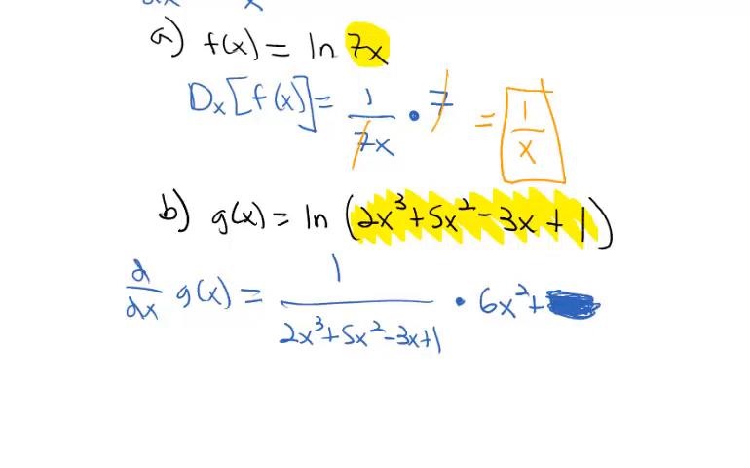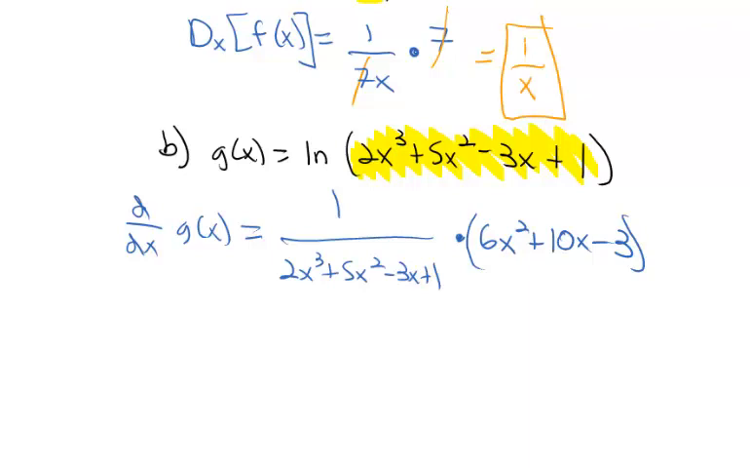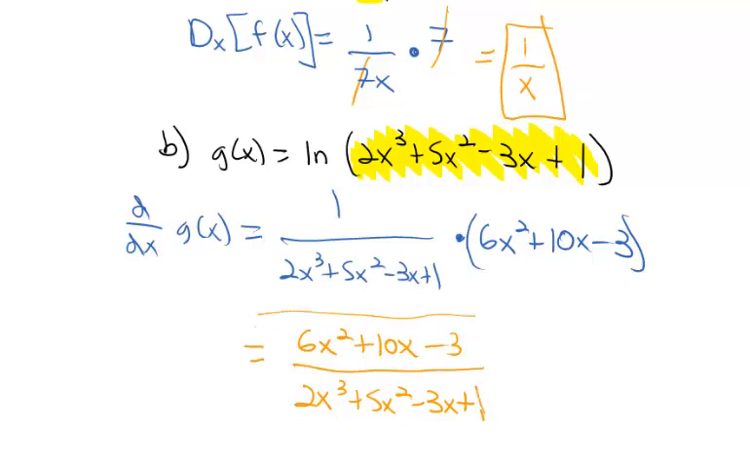bring the 2 out front, becomes 10x minus 3. And just to clean it up, since that's all over 1, we're just going to make that equal to 6x squared plus 10x minus 3, over 2x cubed plus 5x squared minus 3x plus 1. And this is our derivative of that ugly natural log.